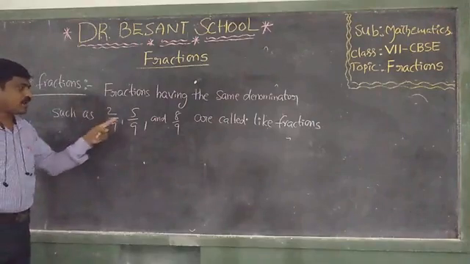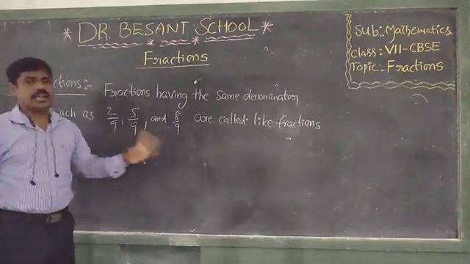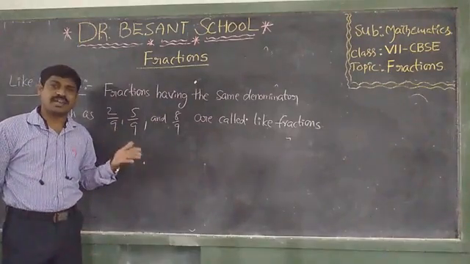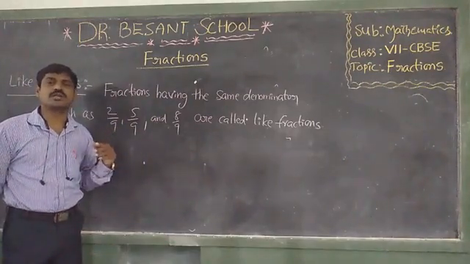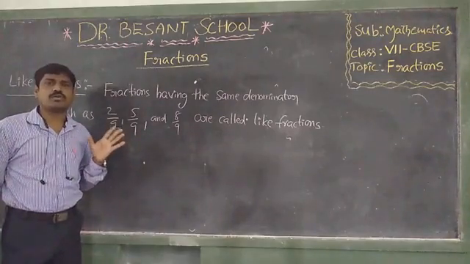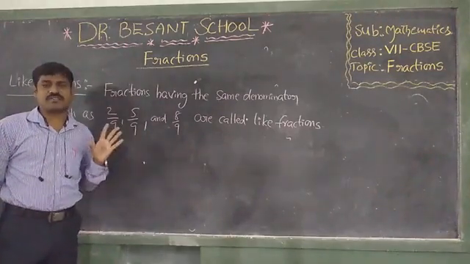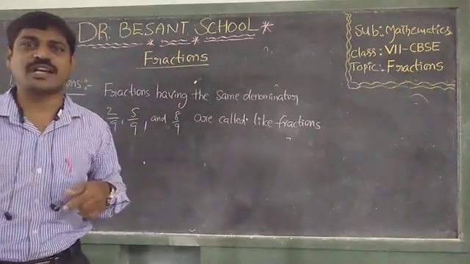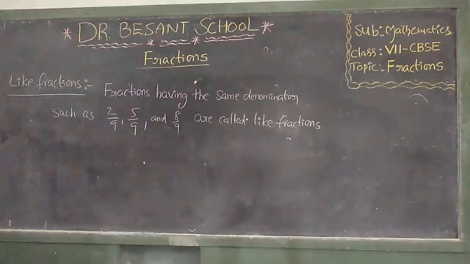Example: 2 by 9, 5 by 9 and 8 by 9, 11 by 9, 13 by 9, 17 by 9. So these are also some more examples for this. Clear children? So now we discussed like fractions. Next, what is an unlike fraction? Now you can understand what unlike fractions are.